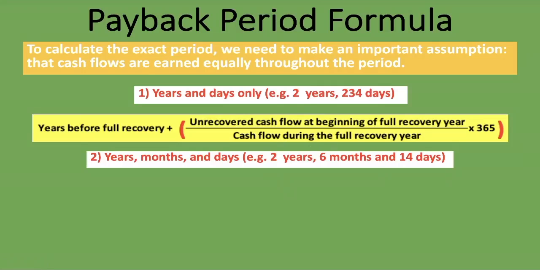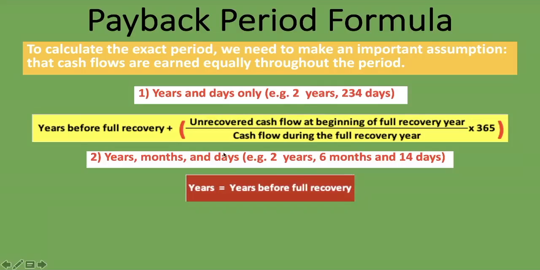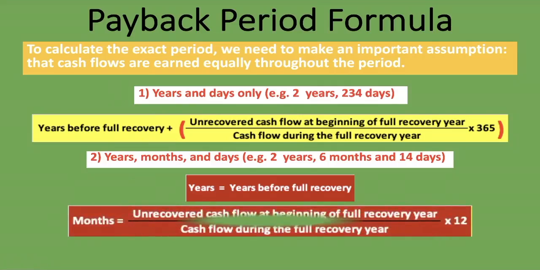And what is the formula for that? Well, you'll have to do it in steps. The first step is where you get the number of years. And how do we get the number of years? Well, you just take the years before full recovery. As you can see, it's similar to the first formula, years before full recovery. And that will give you the amount of years. And how do we get the months? Well, we take the unrecovered cash flow at the beginning of the full recovery year divided by the cash flow during the full recovery year multiplied by 12.